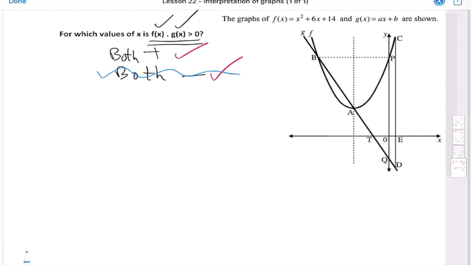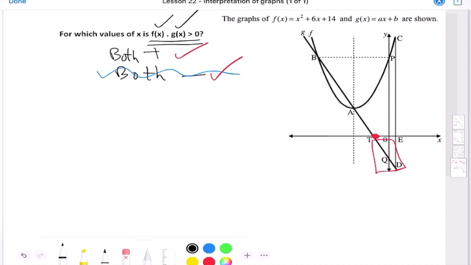F is positive everywhere, but do you see that g is only positive up to that point t there? Beyond point t, if you move to the right, the graph of g then is negative. So all this part will be negative here. So we are only interested in the parts of g that is positive. Clearly, we need to know what point t is. So let's work out the coordinates of t.